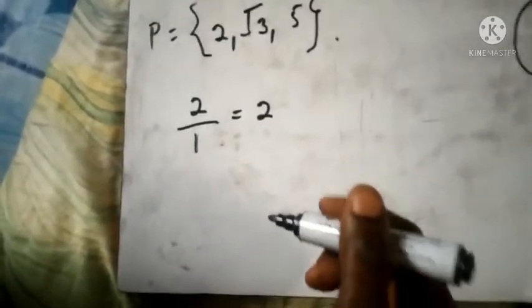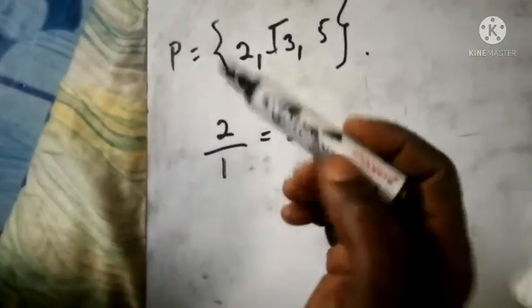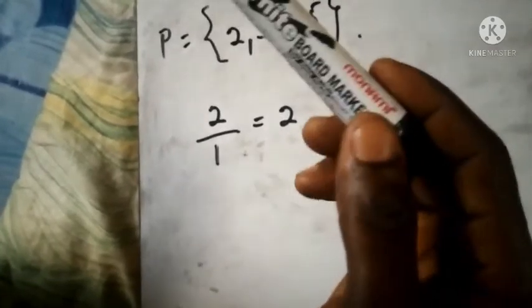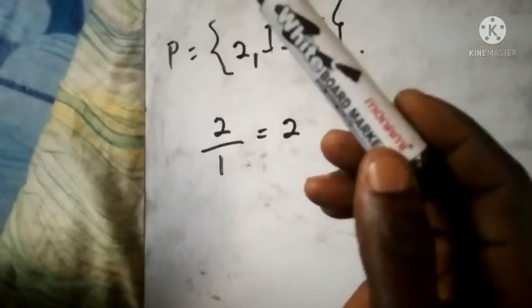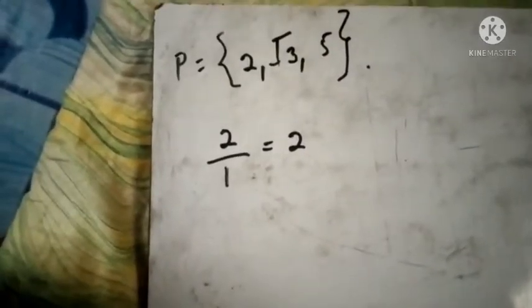Is that okay? Why am I saying this? It's the same as 2 because when I give you something, let's say this is a whiteboard marker, when I give you 2 whiteboard markers to go and give to one person, I don't know how many markers you think that person will get. The person will get all the 2 markers.